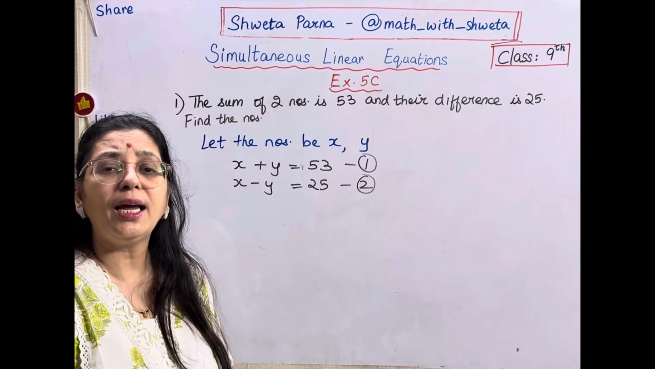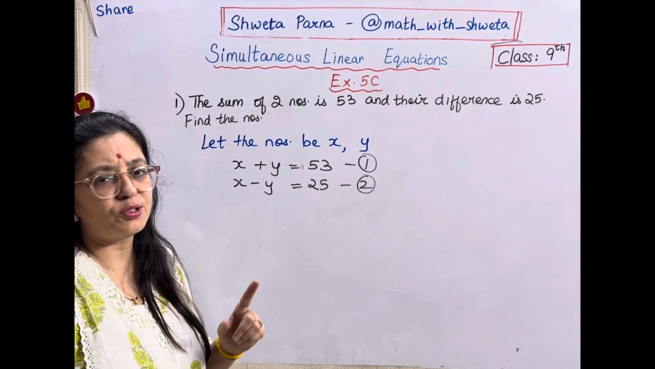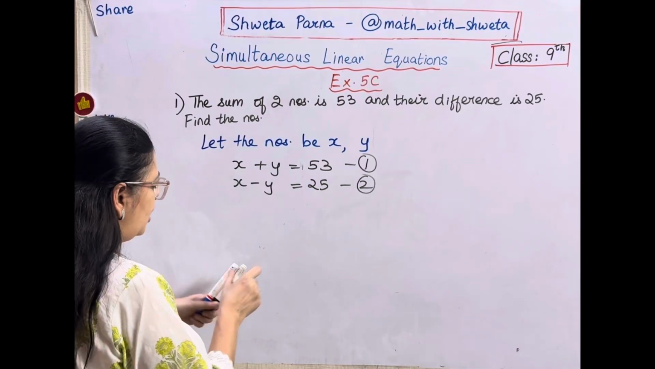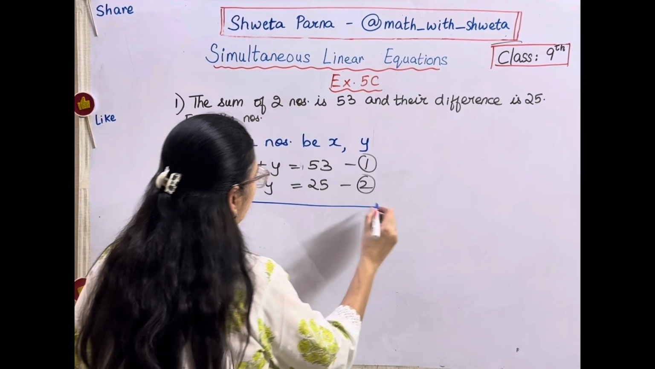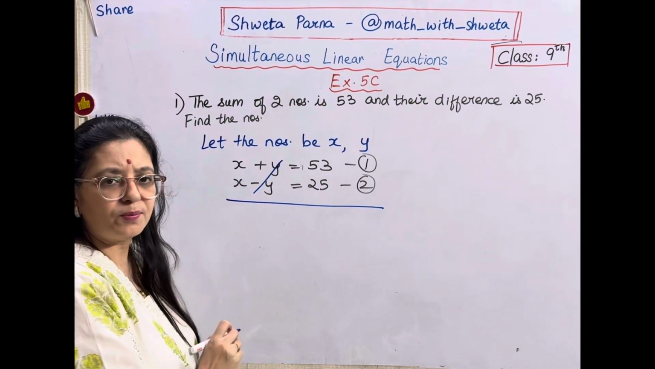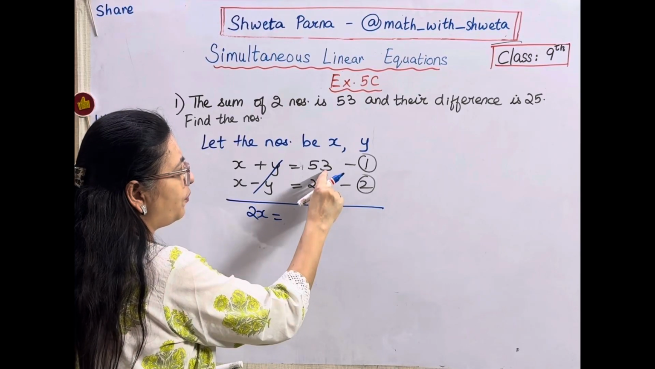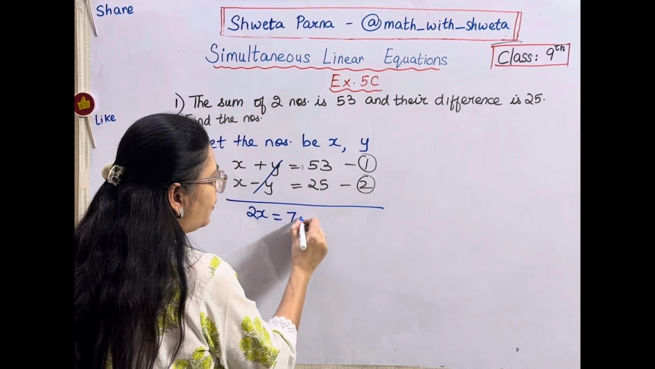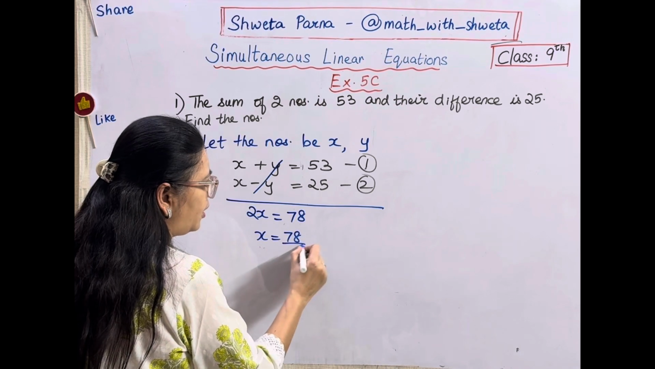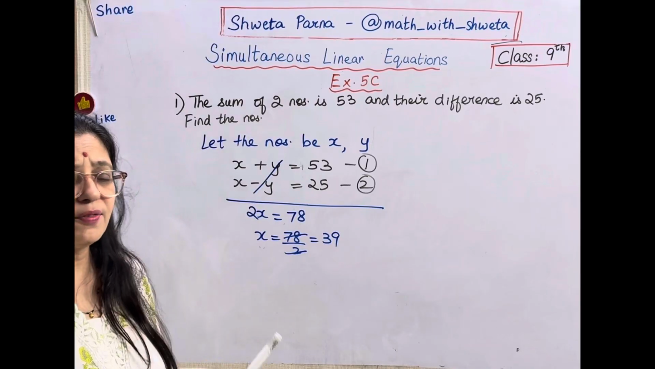So I'll be using elimination method. In elimination method, one of the variables has to be the same and you have to eliminate. Eliminate means hata dena usko. Okay. So let's do this. Now see here, plus y, minus y. y minus y gets cancelled. Correct? Now x plus x is 2x is equal to 53 plus 25 is 78. So therefore x is equal to 78 divided by 2, which is 39. You got the value for x.